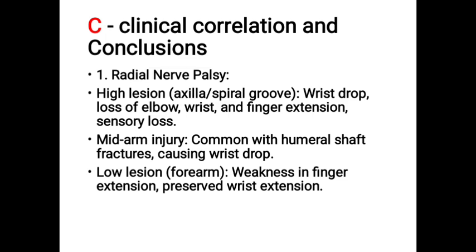Now for clinical correlation, we should take note of certain clinical correlations, which is the radial nerve palsy. Radial nerve palsy can be divided into three. We have the high lesion, the mid-arm lesion, and the low lesion. The high lesions are the lesions that are seen in the axilla and the spiral groove, and this high lesion can lead to wrist drop, loss of elbow, wrist and finger extension, and sensory loss. Now, mid-arm also causes wrist drop, which affects the extensor muscles, but a low lesion just causes weakness in finger extension, but preserves wrist extension because the muscles are not affected.